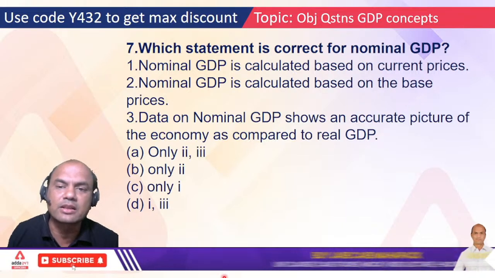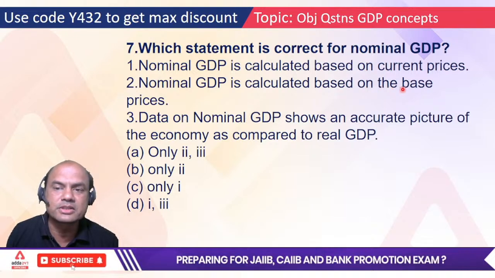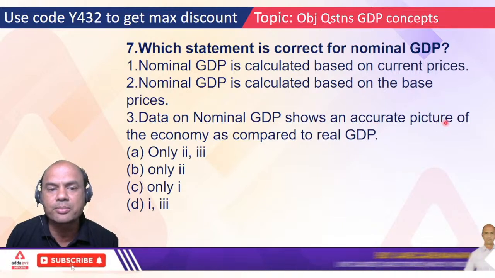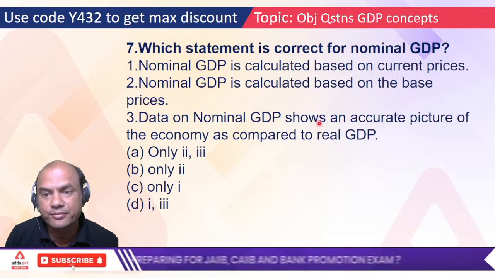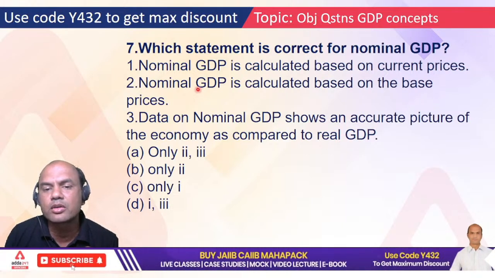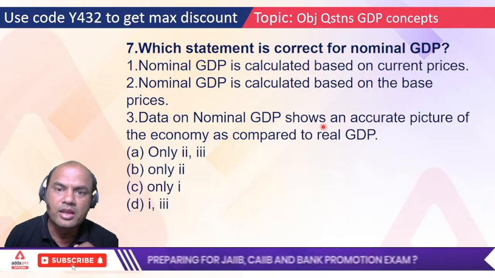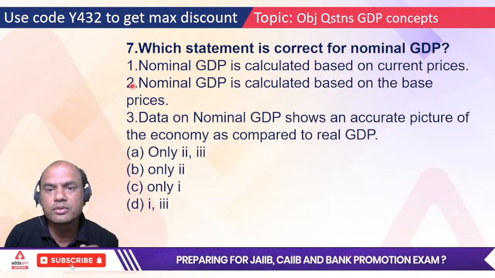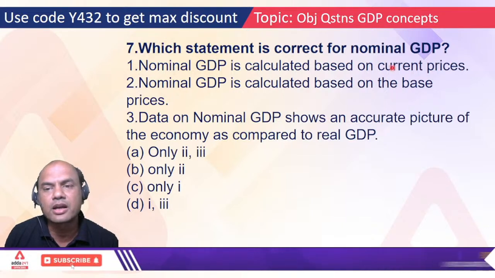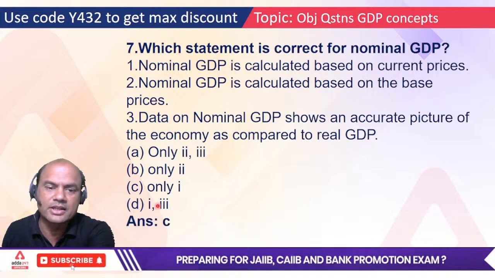Nominal GDP is calculated based on the current prices. Nominal GDP is calculated on the base prices. Data for nominal GDP shows an accurate picture of the economy as compared to real GDP. Which one is correct? Real is good or nominal is good? Because real is comparing, real is definitely good. So 3 is out. 1 and 2: based on the current prices, based on the base prices. Nominal is current prices. Always remember this concept. Answer is C, only one.